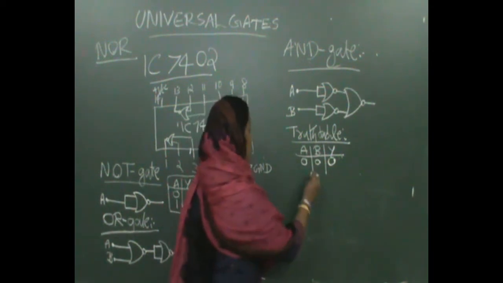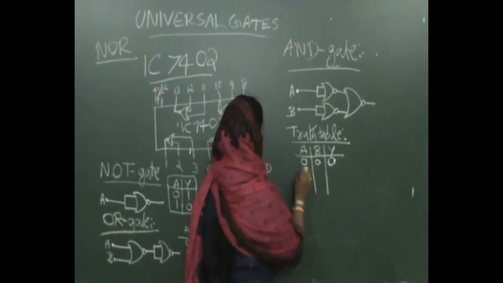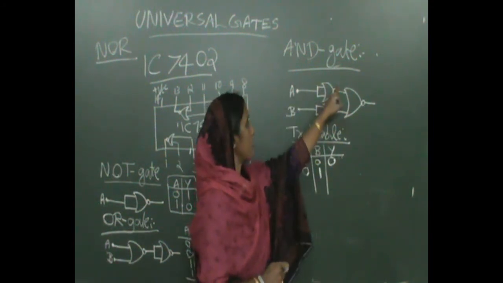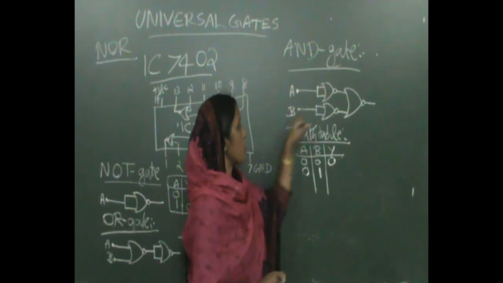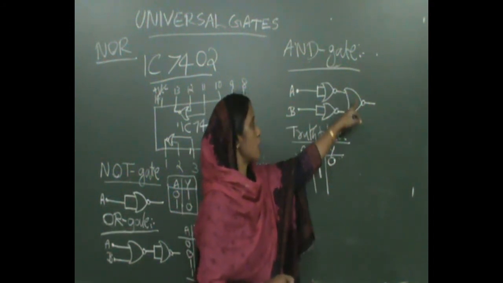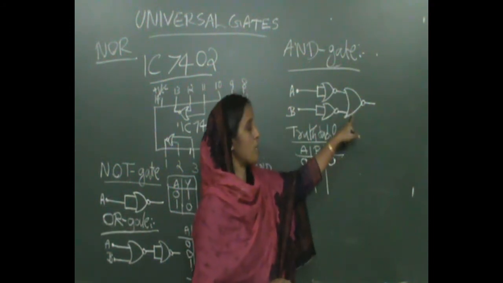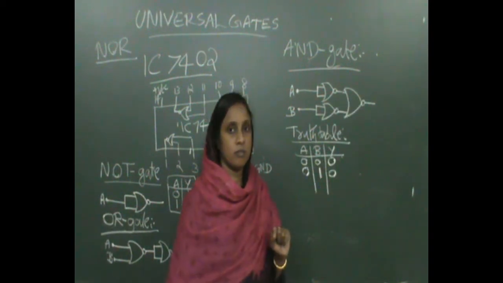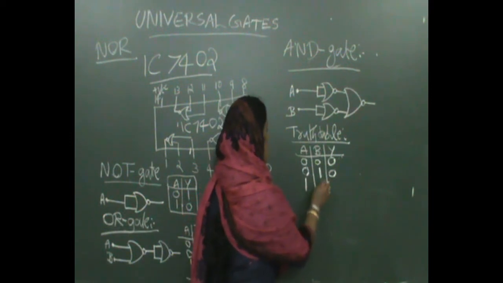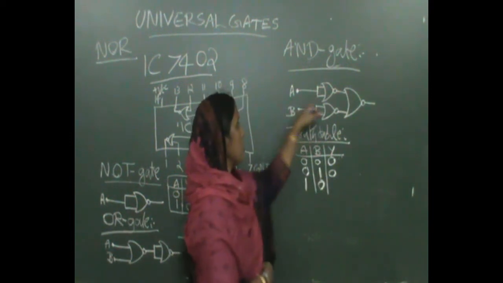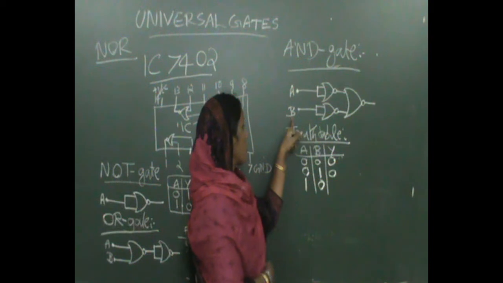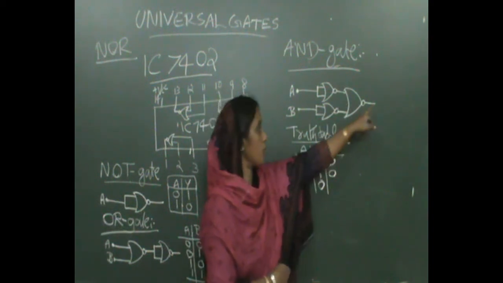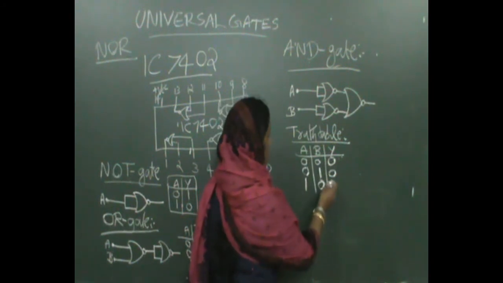Similarly, you can check the other options also. 0, 1. If A is 0, you have 1 here. If B is 1, you have 0 here. 1 NOR 0 means 1 inverted, 0. Similarly, 1, 0. If you give 1, here it is 0. If you give 0, here it is 1. 0 NOR 1, you get output as 0.